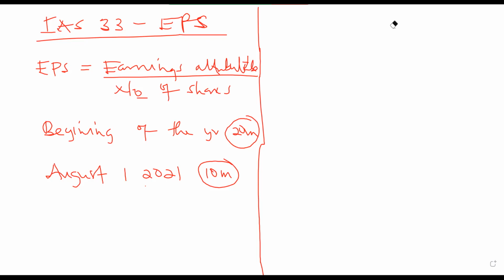But if you are issuing the shares 3 months to the end of the year, those particular shares will only have 3 months impact on the profits. So what portion of the profit is, or what portion of the shares is having the impact on the 3-month profit?